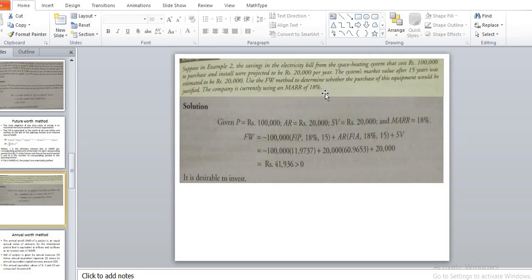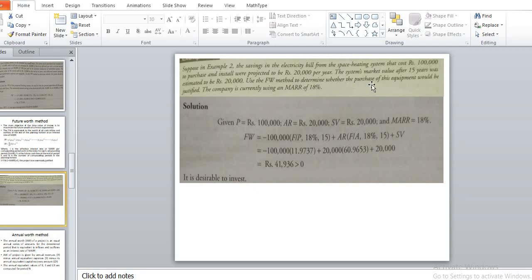So here the initial investment for the system is 1 lakh rupees, and the saving in the electricity bill is 20,000 per year. The system's market value after 15 years is estimated to be 20,000, so the salvage value is given as 20,000. They ask us to find the future worth value by using the future worth method.